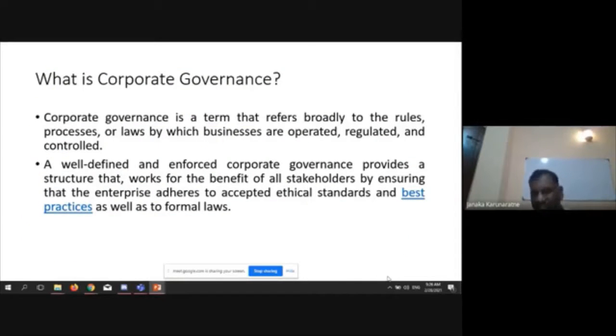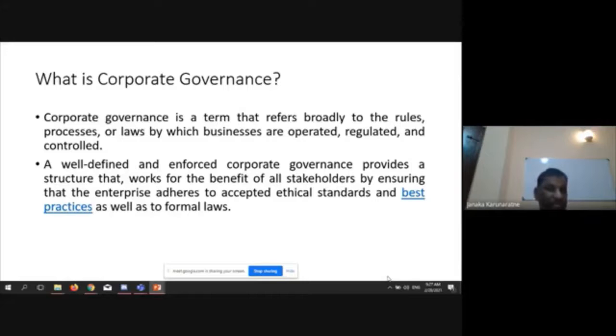There are many definitions of corporate governance in different countries and institutions. In general, corporate governance is a term that refers broadly to the rules, processes, or laws by which businesses are operated, regulated, and controlled. So it's the structures, rules, policies, procedures, or laws by which businesses are operated, regulated, and controlled. There may be a number of governance codes for different categories of entities.